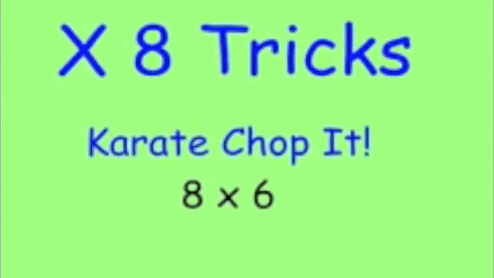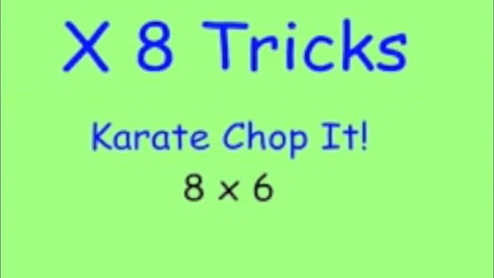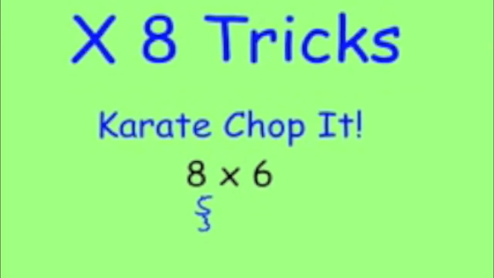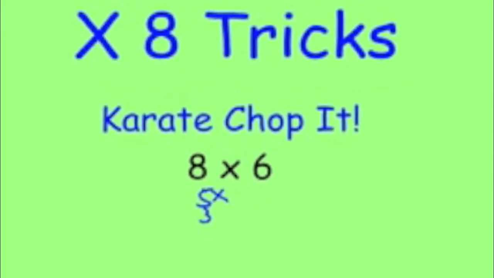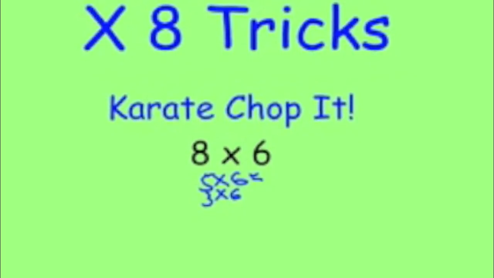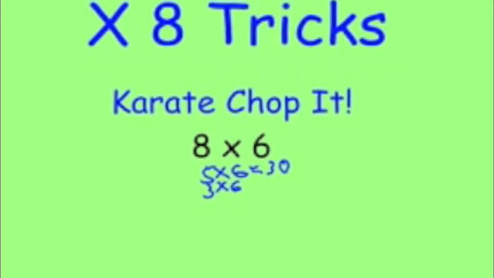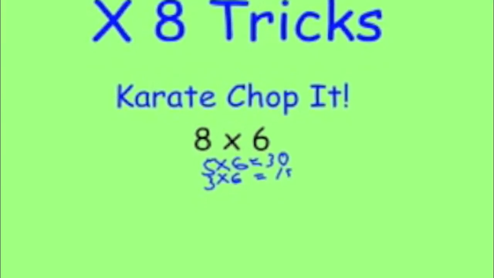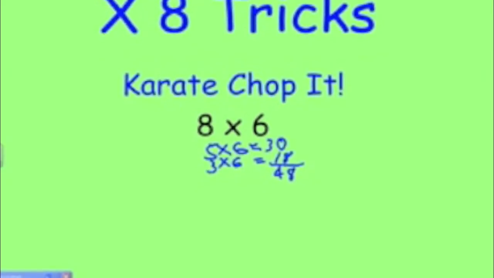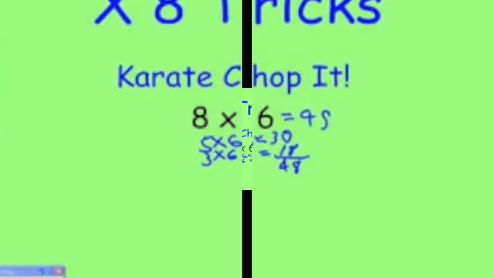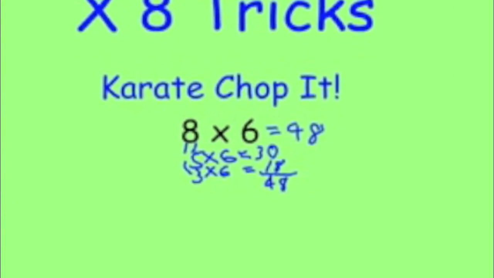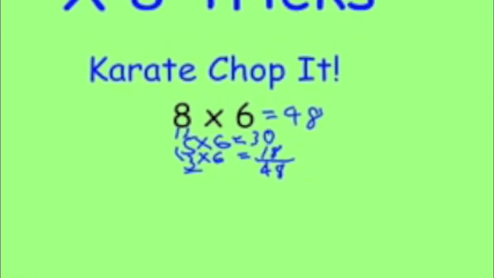For the karate chop it method, you first chop 8 into 5 and 3 because it's times 6, so on both sides you times 6, which 5 times 6 equals 30. 3 times 6 equals 18. So the answer of it is 48. 8 turned into 5 and 3 because 5 plus 3 equals 8.